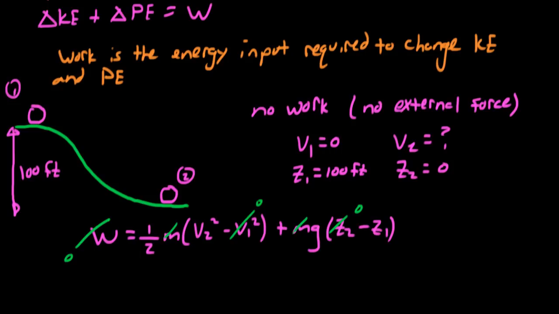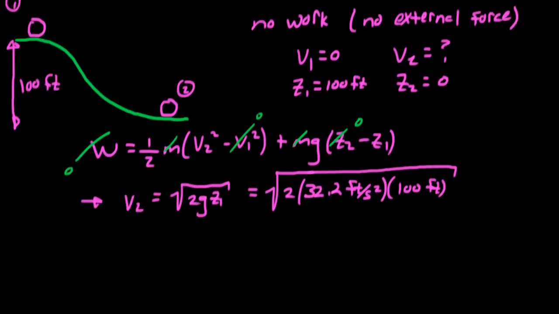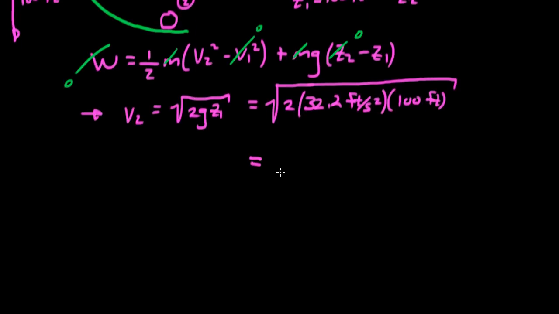After we rearrange the algebra, we see that the velocity is equal to the square root of 2 times the acceleration due to gravity times the elevation z1. Let's say that this is at sea level where the acceleration due to gravity is 32.2 feet per second squared. And once again, we have our height of 100 feet. You see that the units underneath there are going to be feet squared per second squared, and when we take the square root, we're left with 80 feet per second.